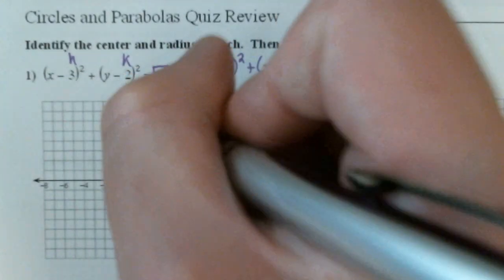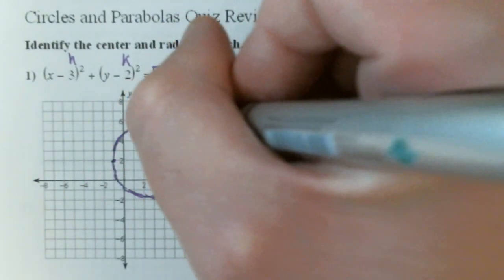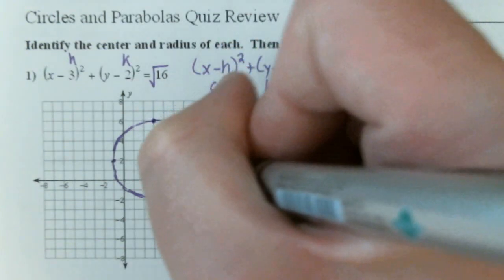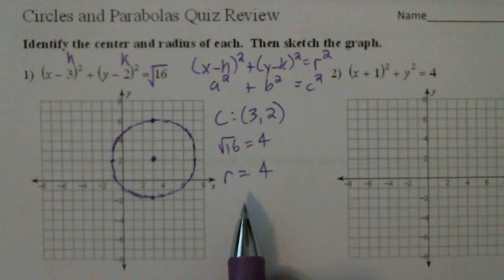And then let's go ahead and try to sketch our circle. I like to kind of do it one quadrant at a time. Do it slowly so I can get a halfway decent circle. Okay, pretty happy with that. Alright, so that is number 1.